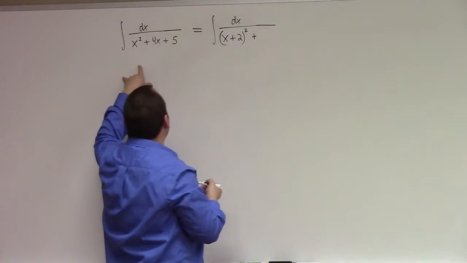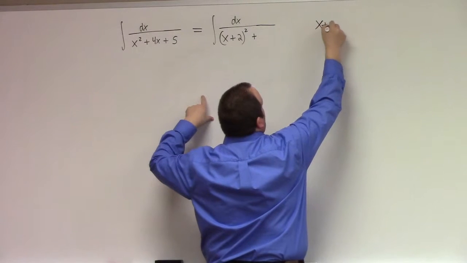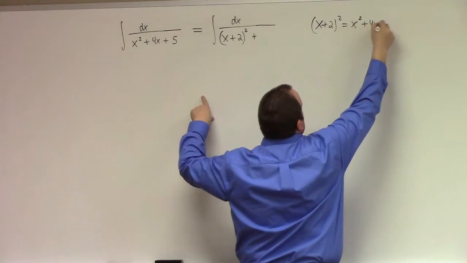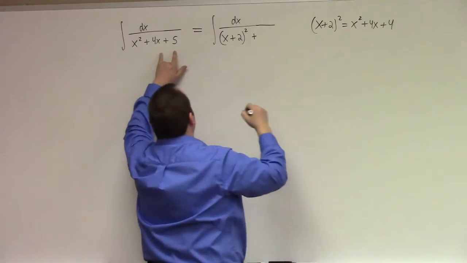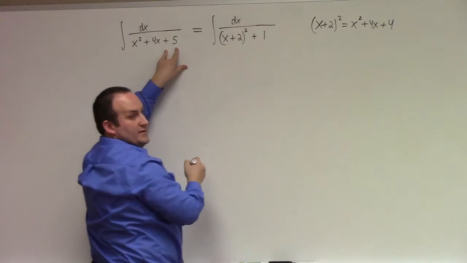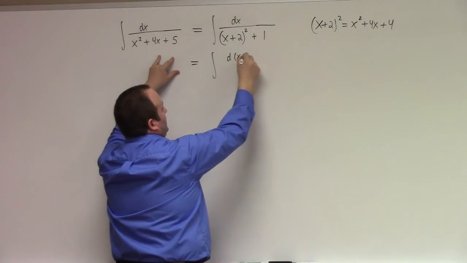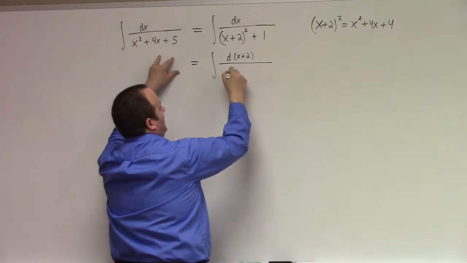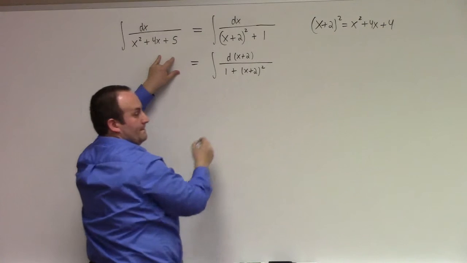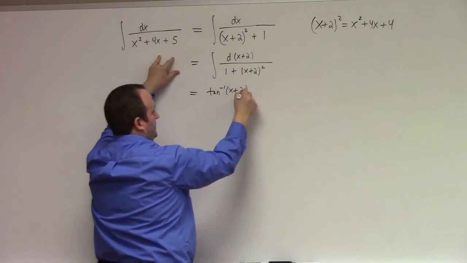Three is not going to do it. Let me work it out. X plus 2 quantity squared is what? X squared plus 4x plus 4. So it has to be 1, right? So we can say this is really the differential of x plus 2 divided by 1 plus x plus 2 quantity squared. And so that's the inverse tangent of x plus 2 plus a constant.